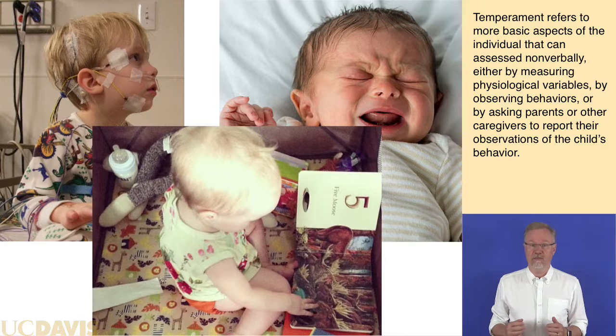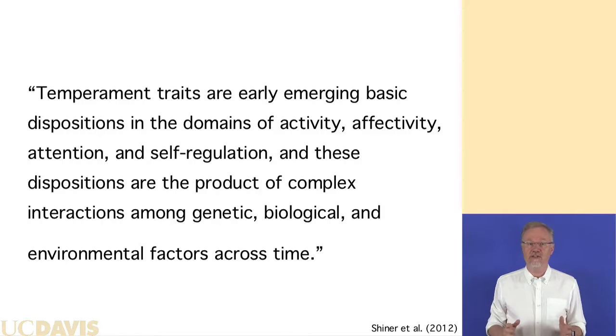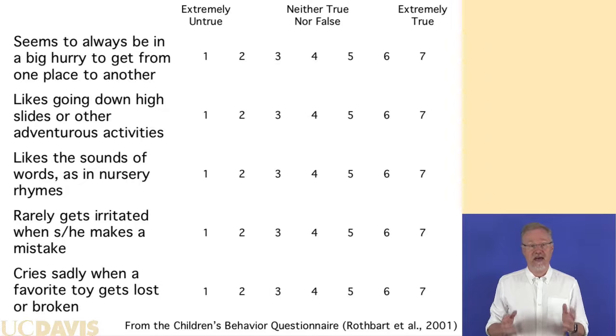Here's a good definition of temperament. Temperament traits are early emerging basic dispositions in the domains of activity, affectivity, attention, and self-regulation. And these dispositions are the product of complex interactions among genetic, biological, and environmental factors across time. Here are some examples of items from a temperament questionnaire that's given to parents, teachers, or other caregivers to describe children between the ages of 3 and 7. Note that the caregivers are asked to rate the child on a set of specific behaviors, like being in a hurry or going down high slides, and the researchers use factor analysis to infer the underlying dimensions on the basis of which items correlate with each other.